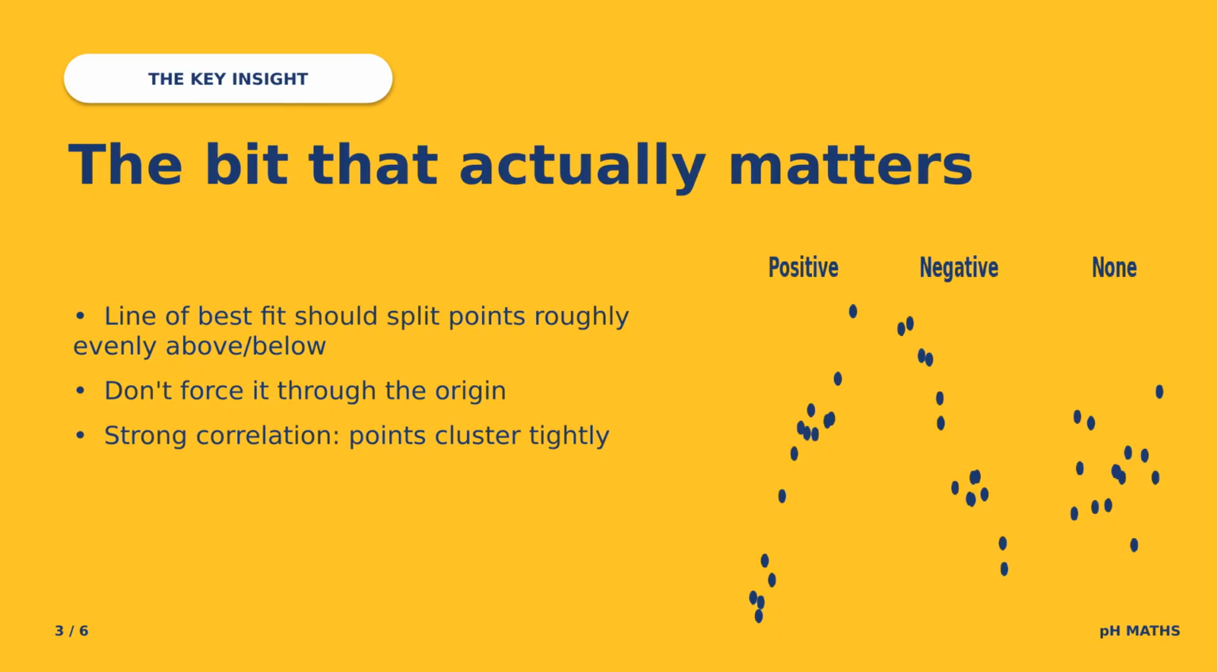Key insight: draw the line of best fit so it splits the points roughly evenly above and below. Don't force it through the origin. It doesn't have to start at 0, 0. A strong correlation means the points cluster tightly around the line. Weak correlation means they scatter loosely. The tighter the cluster, the stronger the relationship.